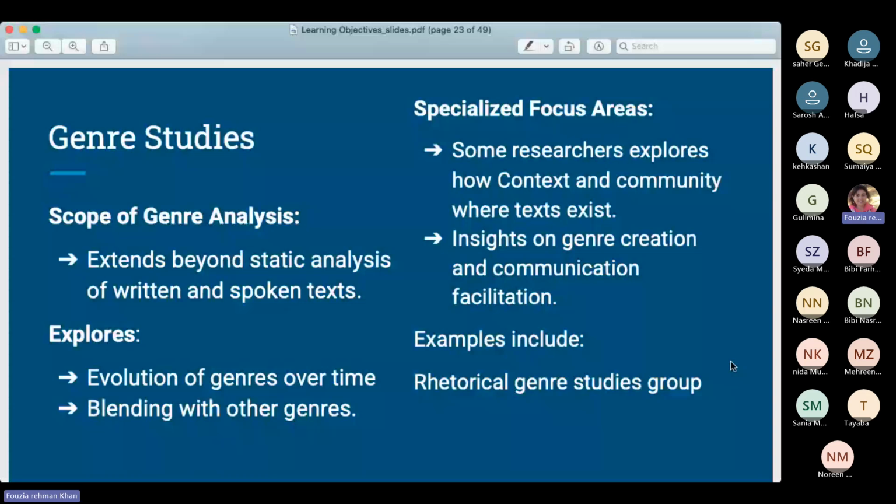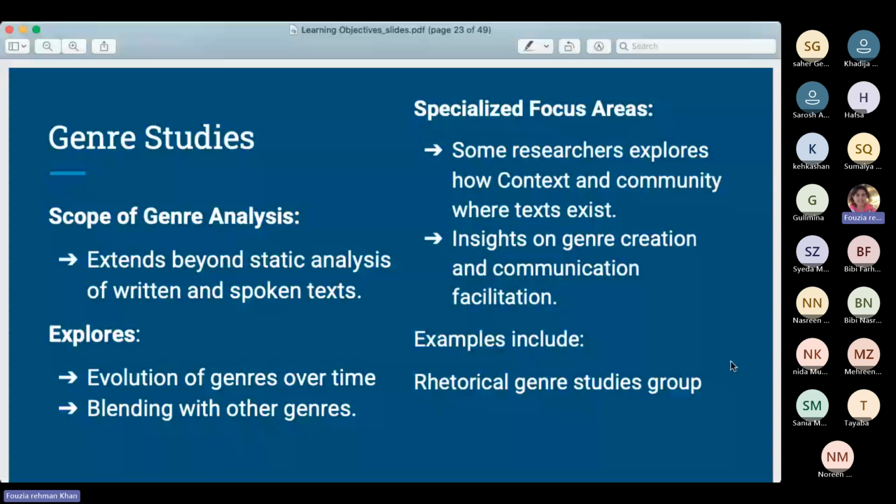Okay. So it keeps on changing also. There is evolution of genres over time, and then there can be blending of the genres. Okay. So genre analysis is very much contextual also, and gives insights on genre creation and communication facilitation. And we have already done the examples of business writing, report writing, and presentation. All of this comes in genre. Okay.